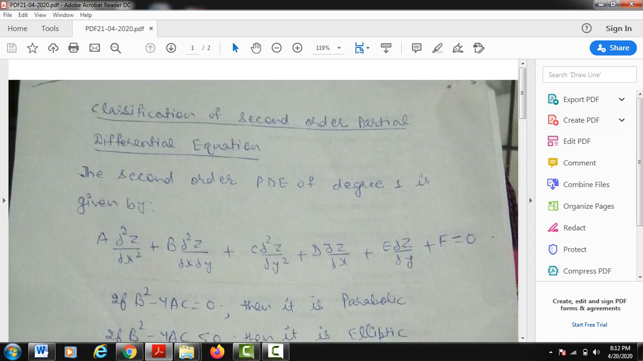Okay. So we are going to discuss the classification of second order partial differential equation. First of all, we will discuss what is the second order partial differential equation and then its classification. The second order PDE means partial differential equation of degree 1, also called the linear second order partial differential equation. Why are we using the word linear? Because the degree of the partial differential equation that we are considering here is 1.